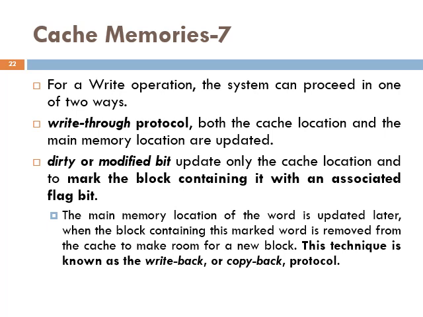For a write operation, the system can proceed in one of two ways. The first technique is called the write-through protocol, where both the cache location and the main memory location are updated. The second technique is to update only the cache location and to mark the block containing it with an associated flag bit, often called the dirty or modified bit. The main memory location of the word is updated later, when the block containing this marked word is removed from the cache to make room for a new block.